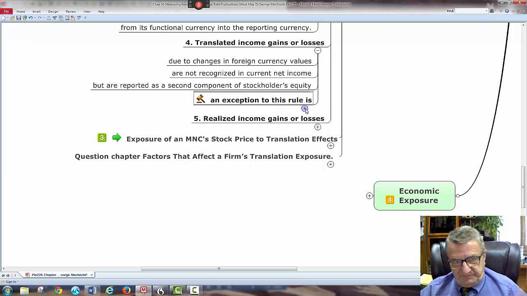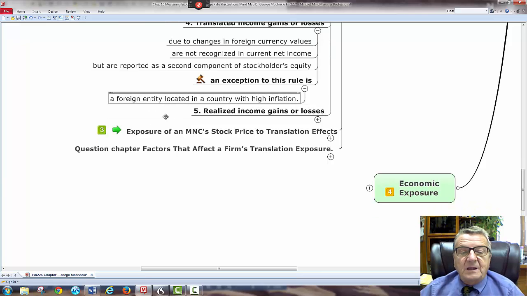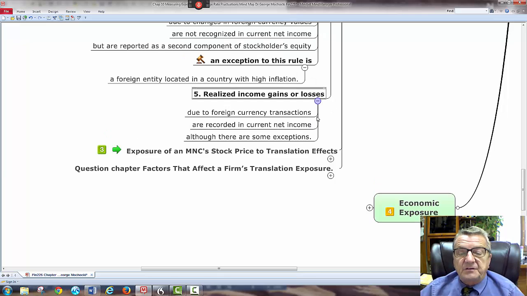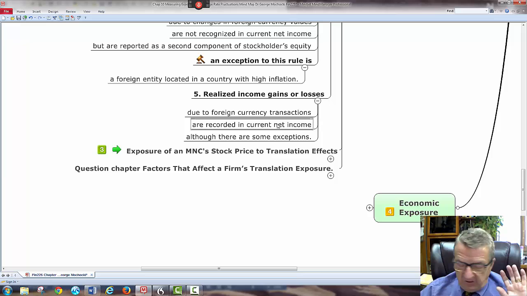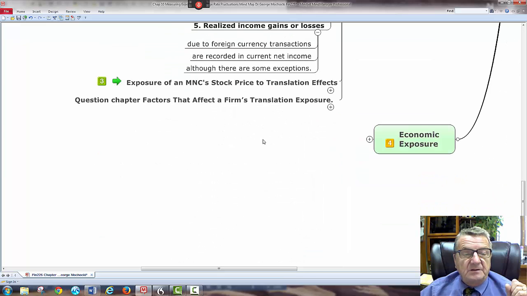Okay, here's an exception to the rule. That's what my judge always says: there's always an exception. If a foreign entity is located in a country with high inflation, exception, it doesn't work. Realized gains or losses due to foreign currency transactions are recorded in current net income, although there are some exceptions. Always exceptions. Remember, always an exception. I'm not talking about bias or any kind of errors. There's an exception to every rule depending on the host country, depending on the rules and the government, and what you could claim and what you can't, and what is included and what's not. Okay, now three. Remember, looking at this one here is looking at the accounting method.